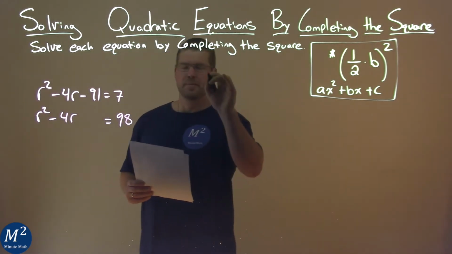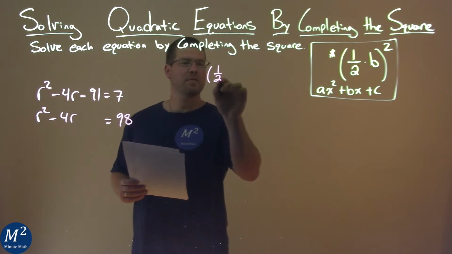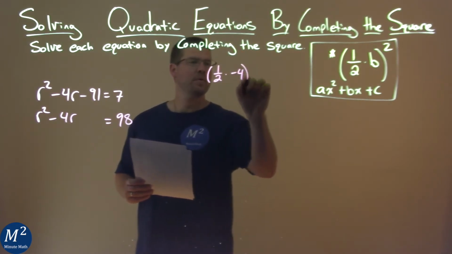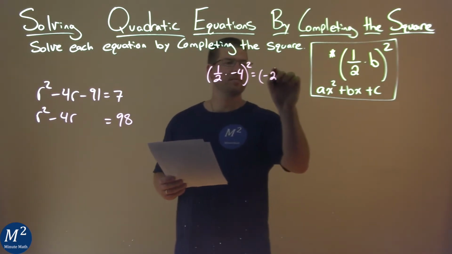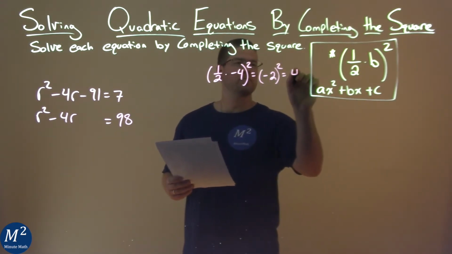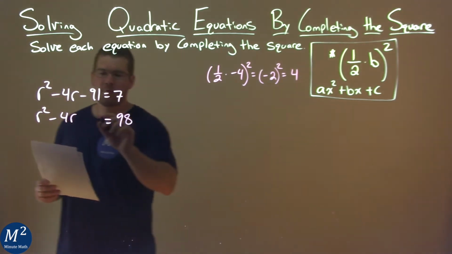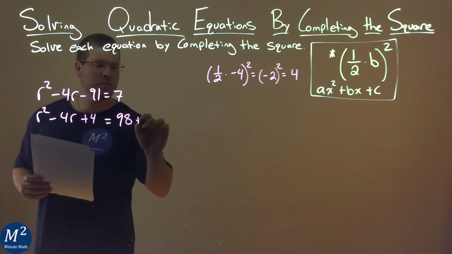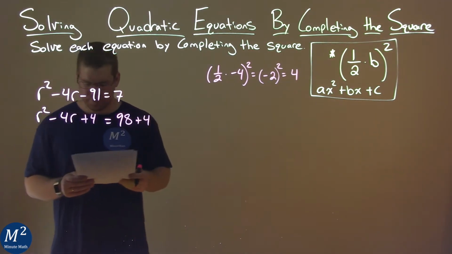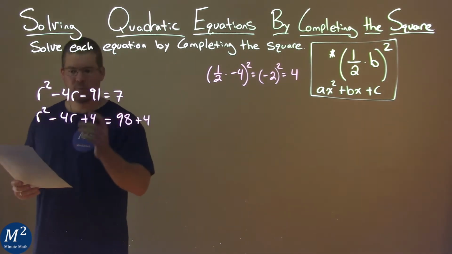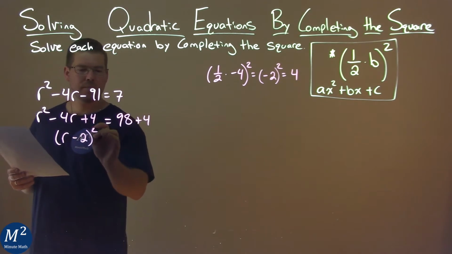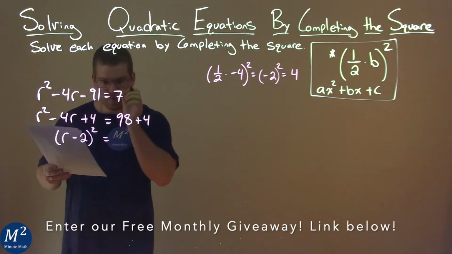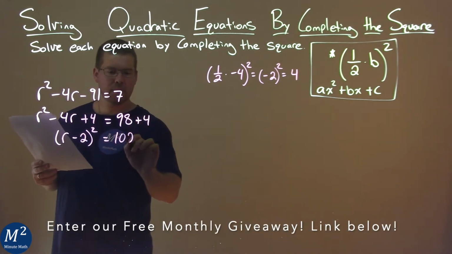Now, I look at my b value, negative 4. Let's use our formula. 1/2 times b, which is a negative 4, squared. Well, 1/2 times negative 4 is a negative 2, squared. That's a positive 4. So we're going to add a 4 now to both sides of the equation. The left-hand side becomes our perfect square. r minus 2 squared. 98 plus 4 is, well, 102.